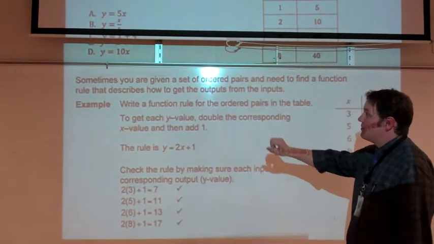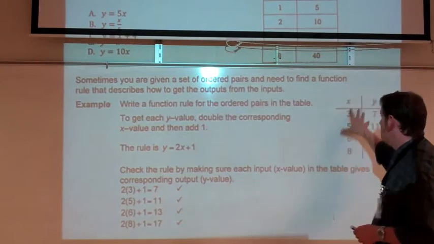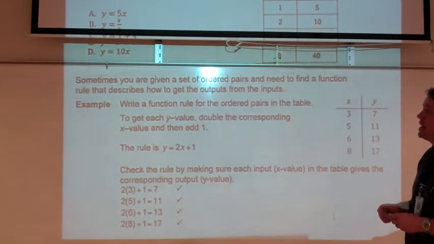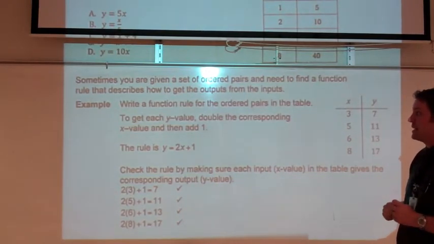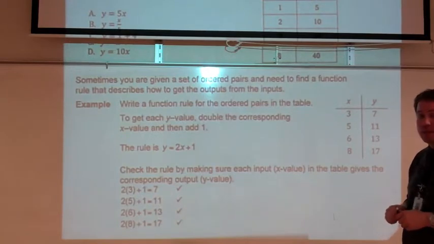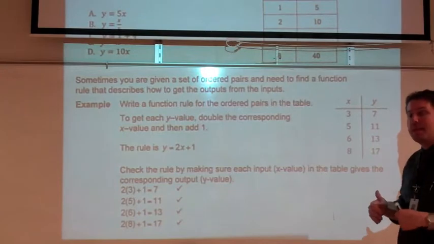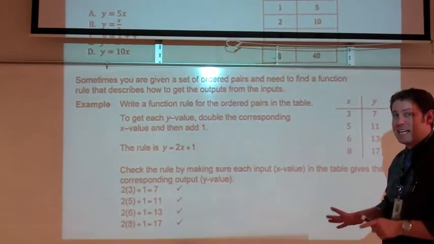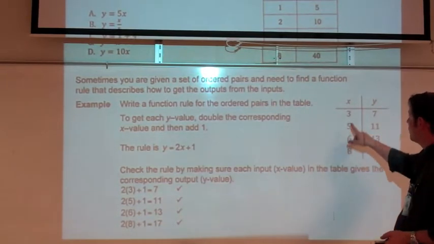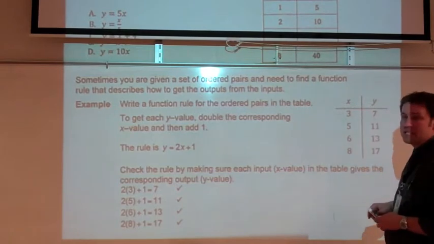So here's what you have. Sometimes you're given a set of ordered pairs, which is right here. And you're needed to find a function rule that describes how they get to the outputs from the inputs. Try using addition and subtraction first, and if that doesn't work, try putting in some multiplication and division to get you there. For instance, what plus 3 gives me 7?